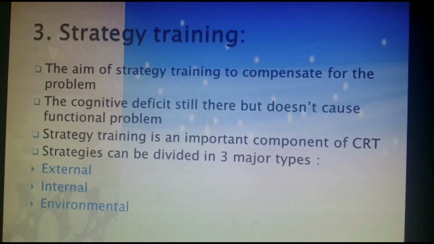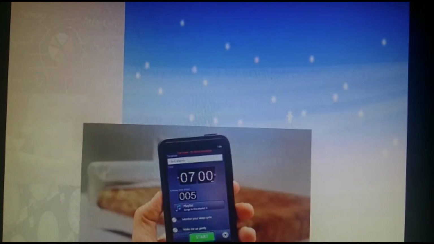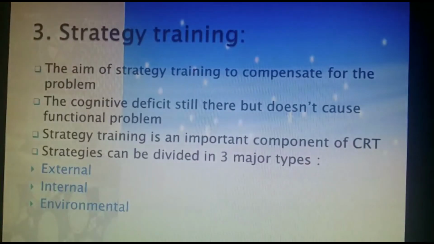So again, in strategy training, we have three components. It might be external. When we talk about external strategy, it means adaptations and using some equipment or devices to compensate for the lost function. It might be internal. With an internal strategy, for example, if I have a problem with memory, I can use an internal strategy to improve my retrieving and recalling of information.